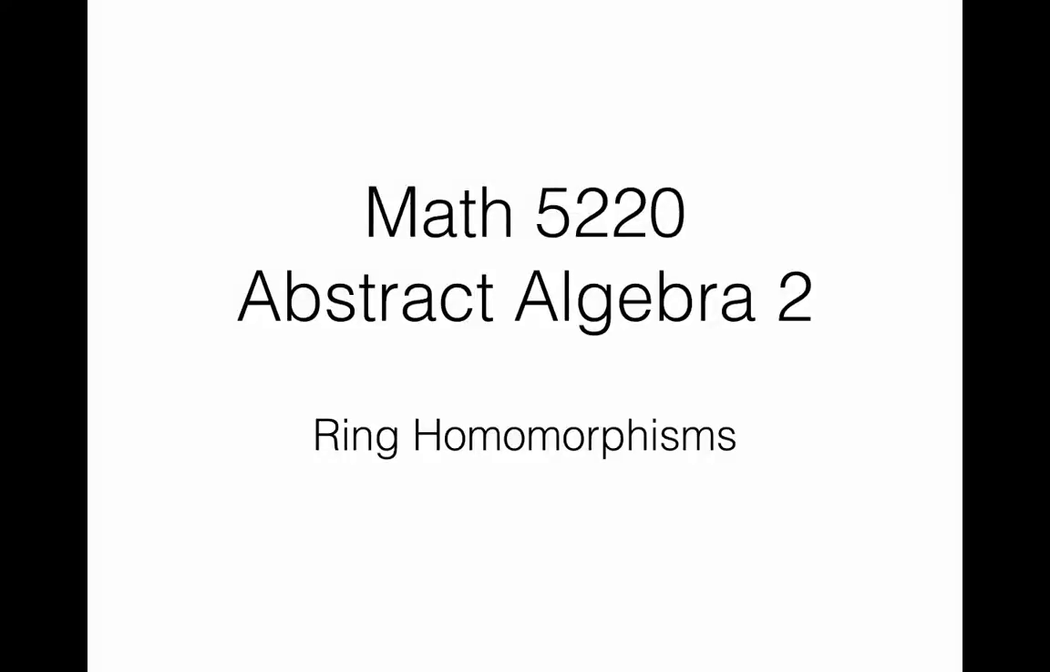In this lesson, we will discuss ring homomorphisms. So just as we had homomorphisms between groups, we will now define homomorphisms between two rings. So these ring homomorphisms are maps from one ring to another that preserve the additive and multiplicative structures. So let's begin with our definitions.